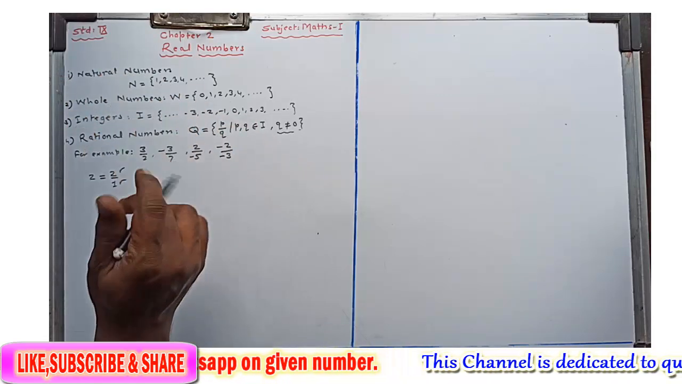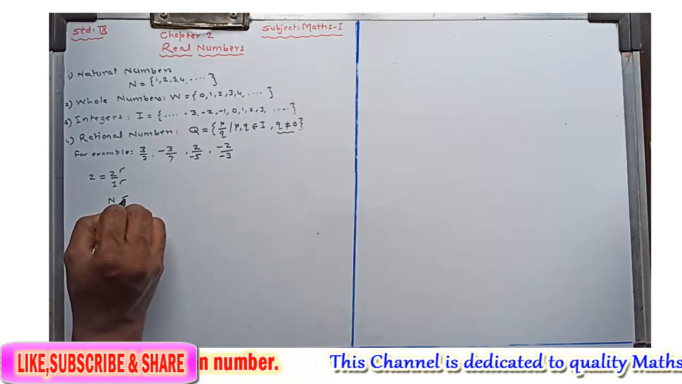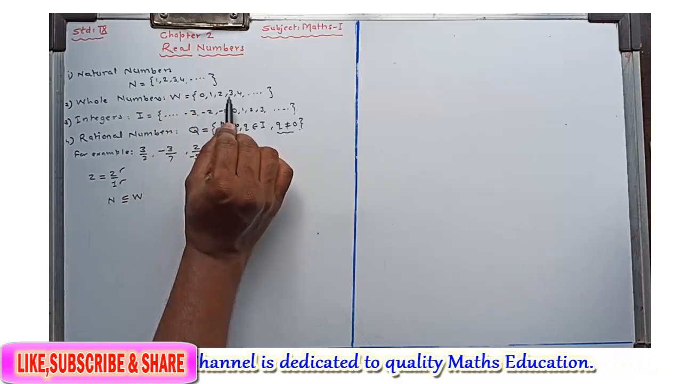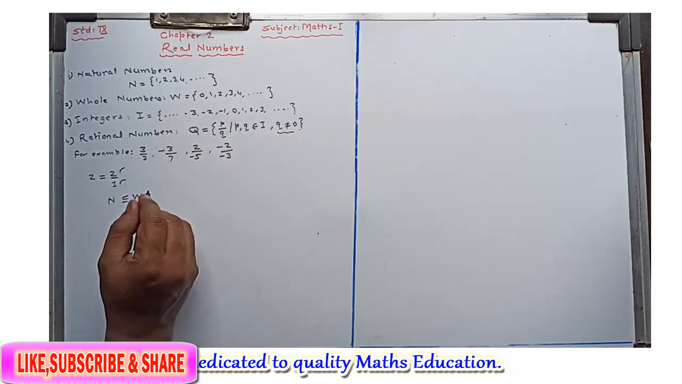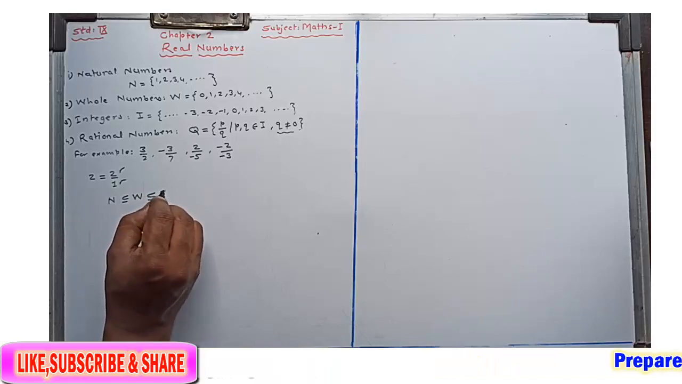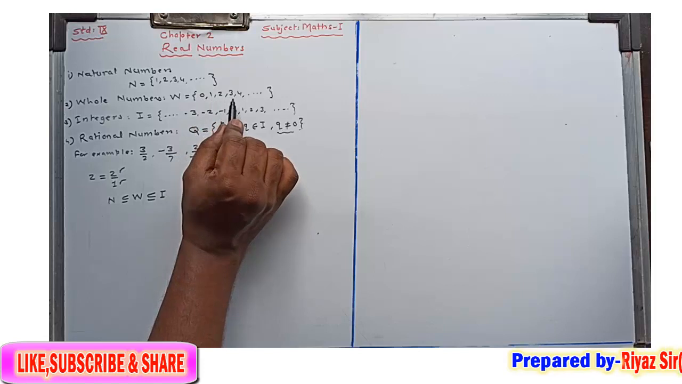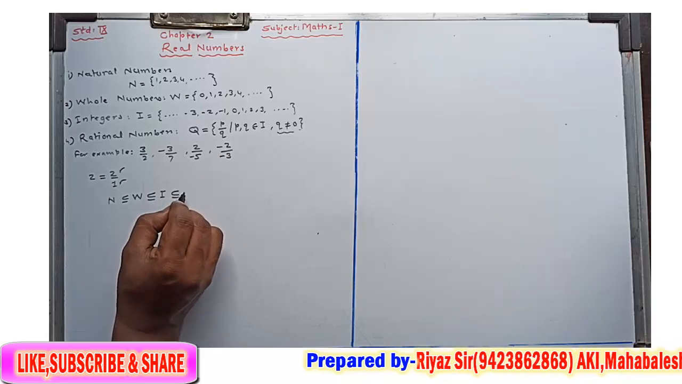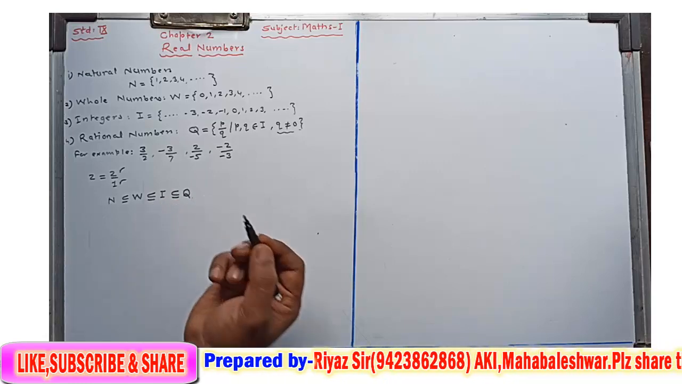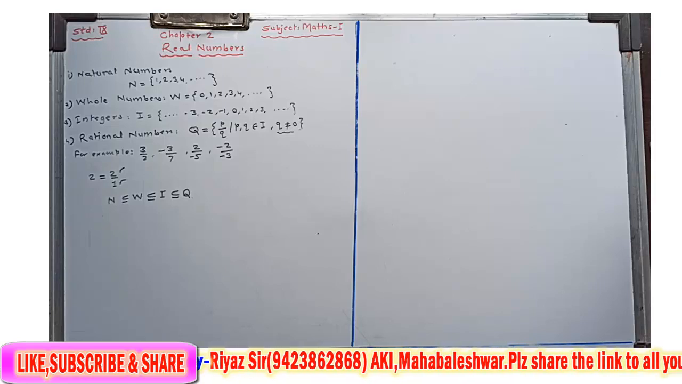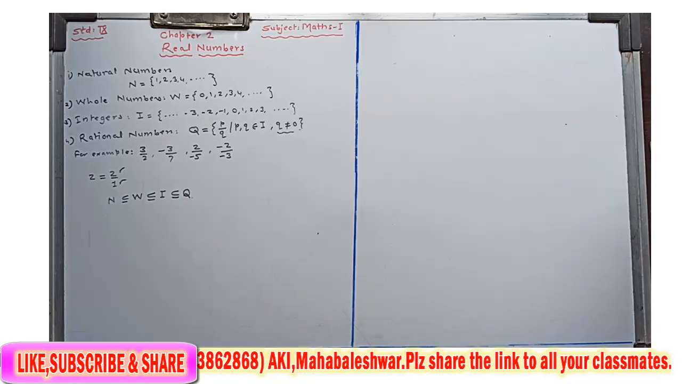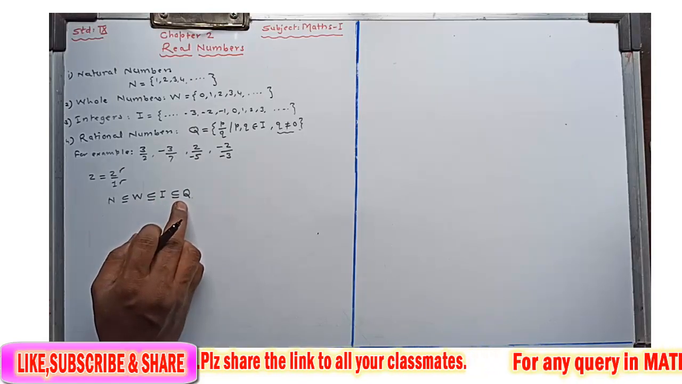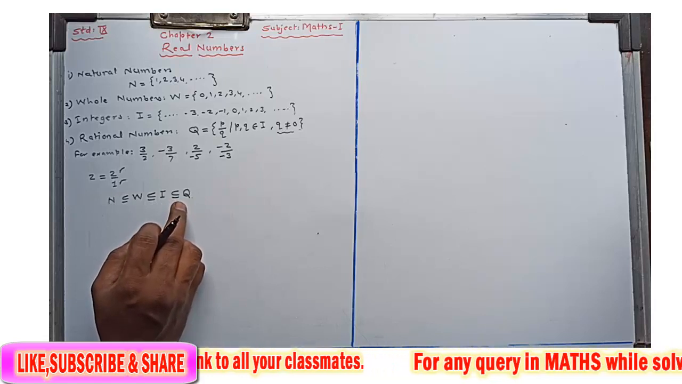So for these four sets we can write that N is a subset of W, because every element of N is present in the set of whole numbers W. And W is a subset of I, the integers, because those whole numbers 0, 1, 2, 3, 4, all those numbers are here in integers. And all integers are rational numbers, that is the set Q. So natural numbers are a subset of whole numbers, which are a subset of integers, and the set of integers is a subset of rational numbers.